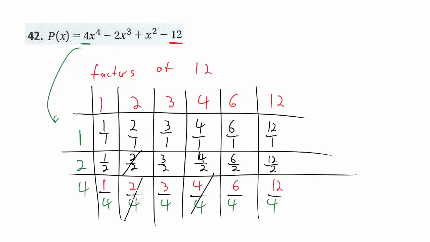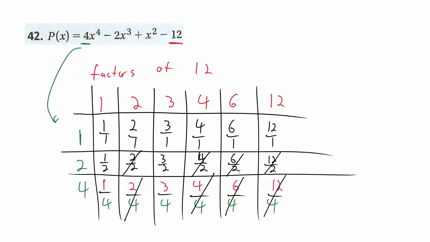Another one, 2 over 4. 2 over 4 is the same thing as 1 over 2, so I don't want to write that as a separate, distinct possible root. 6 over 4 is 3 over 2, and hey, look, that pops up there. 12 over 4, that simplifies to 3. 12 over 2, that simplifies to 6, which pops up here. 6 over 2 simplifies to 3, so cross that out. 4 over 2 simplifies to 2.